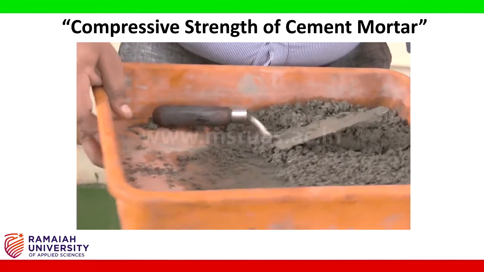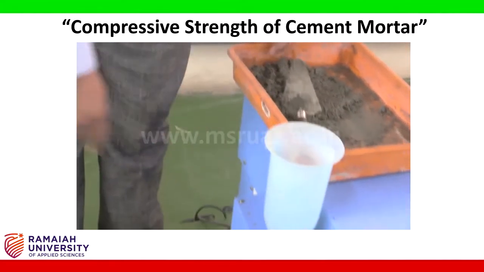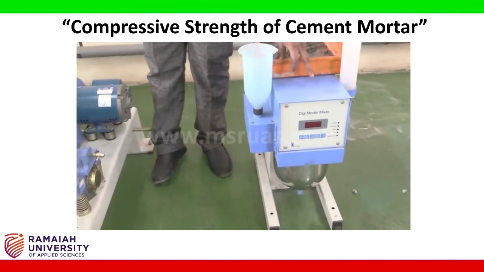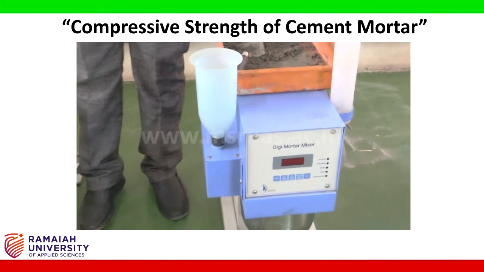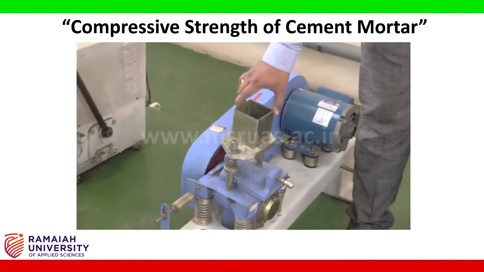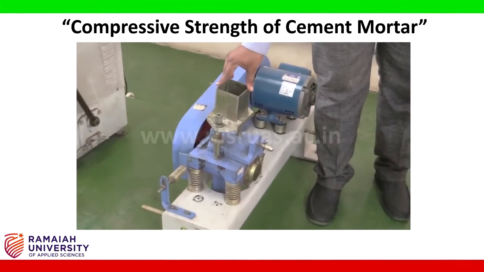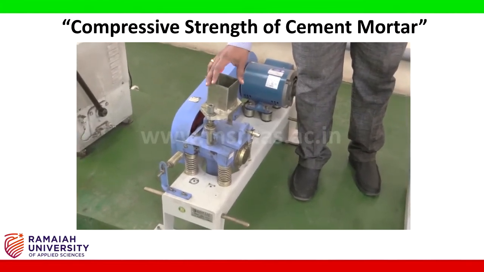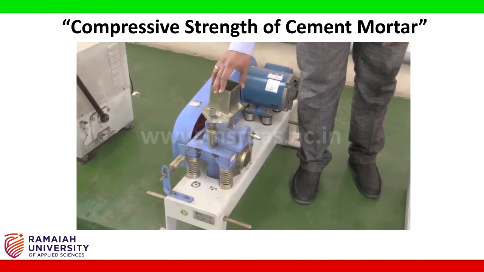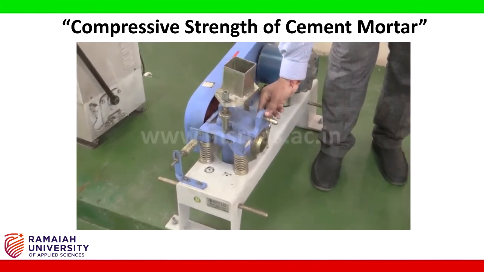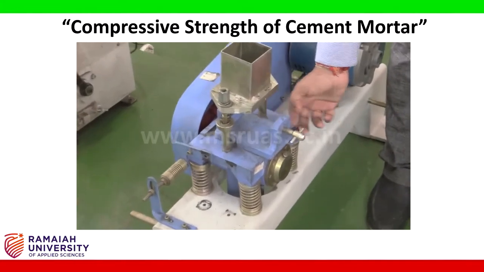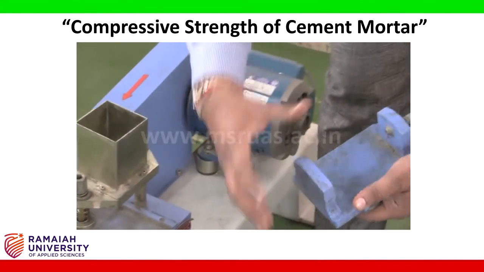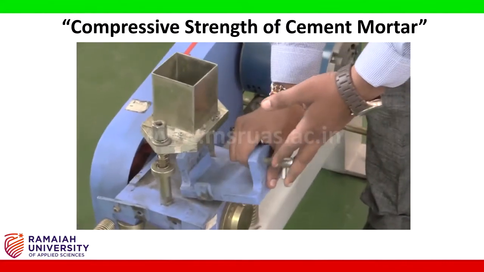So as I told you, we can go with the manual mixing or we can go with the mixing using the Digi mortar mixer. But whatever technique you use for mixing, we are going to use the mortar vibrator for preparing the mortar cubes. I'll just explain the parts of this machine. This has a vibrating table and there is an arm to place your mold. You can just place the mold on this particular arm and put it inside.